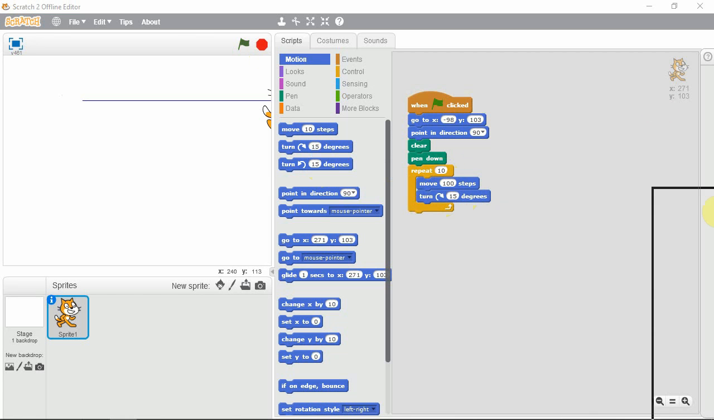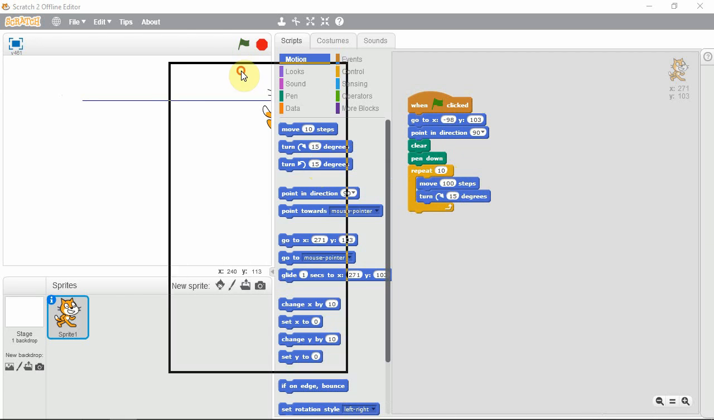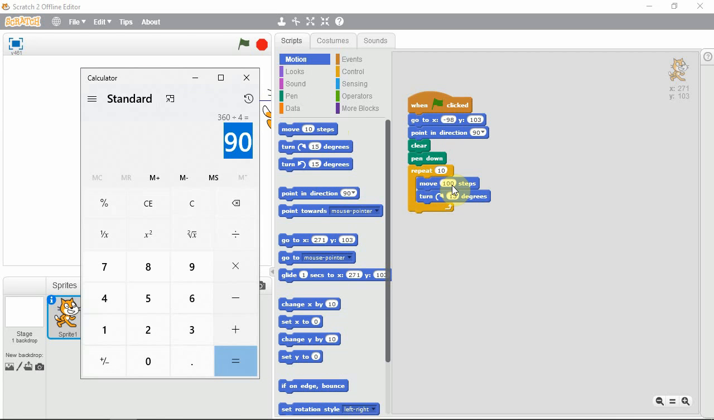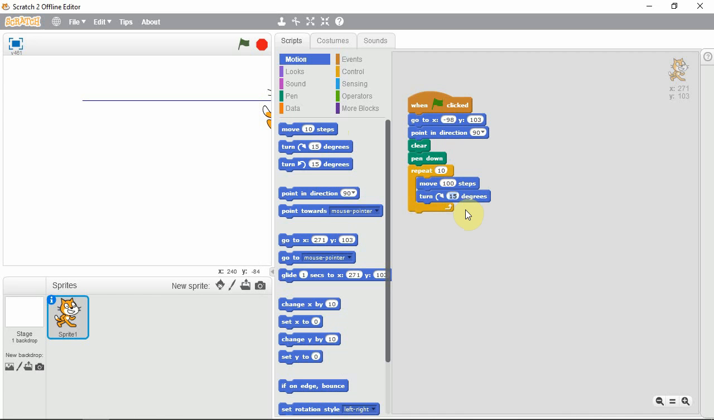Now, what we do is we take our calculator. As we know, a full circle is 360 degrees. So we take our 360 and we divide it by how many sides the square has. Now we know a square has 4 sides, we divide it by 4, and that will give us 90. Now this is our angle. So we take our angle, we're going to change it to turn 90 degrees, move 100 steps.